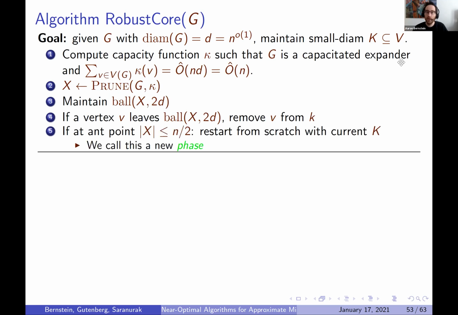And much like before, if X becomes small, if your expander becomes small, then you have to restart from scratch, because you can no longer guarantee that if a vertex is far from the expander, that it's far from the rest of the graph. So this is exactly what we had before.